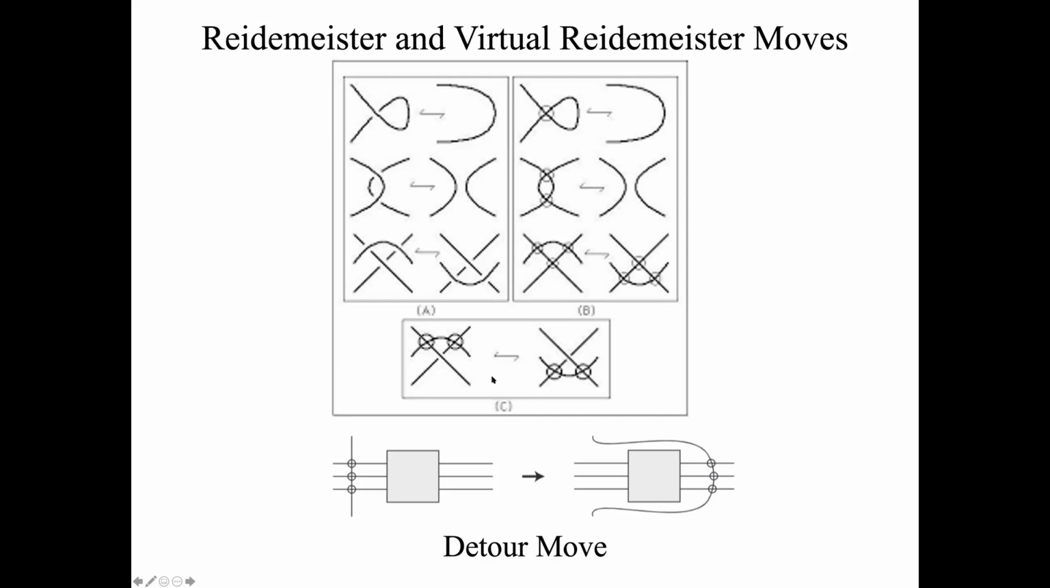And then there's this mixed move that allows you to take two virtual crossings and push a strand through two virtual crossings over a classical crossing. There's also a move called the detour move, which actually follows from these other moves, that allows you to take anything that involves all virtual crossings and pass it over anything else like this. That's the detour move. Okay, so these virtual knots turn out to be very useful.